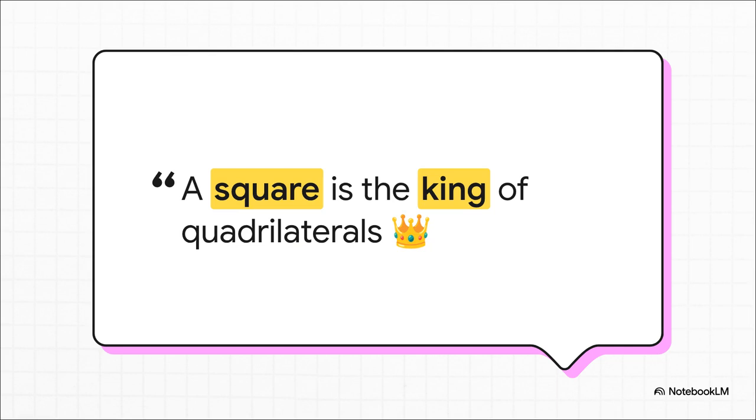Which really brings us to the main takeaway here. The square is, without a doubt, the king of the quadrilaterals. It's got the perfect angles of a rectangle, the equal sides of a rhombus, and the parallel sides of a parallelogram. It's the most specialized, the most symmetrical, it's just got it all.